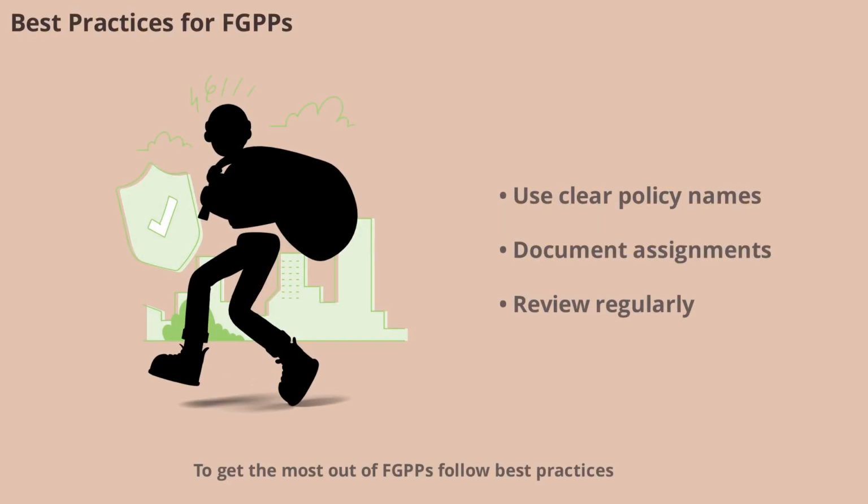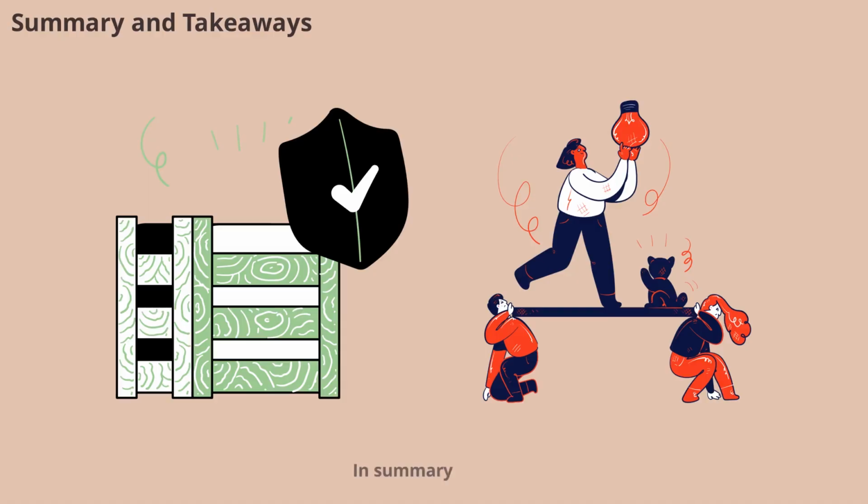To get the most out of FGPPs, follow best practices. Use descriptive names for your policies, document which users or groups are assigned, and regularly review your settings. This helps maintain clarity and ensures that your password policies remain effective as your organization evolves. In summary, fine-grained password policies in Active Directory provide powerful tools for customizing password and lockout settings for specific users and groups. By understanding their limitations and following best practices, you can enhance your organization's security and compliance posture.